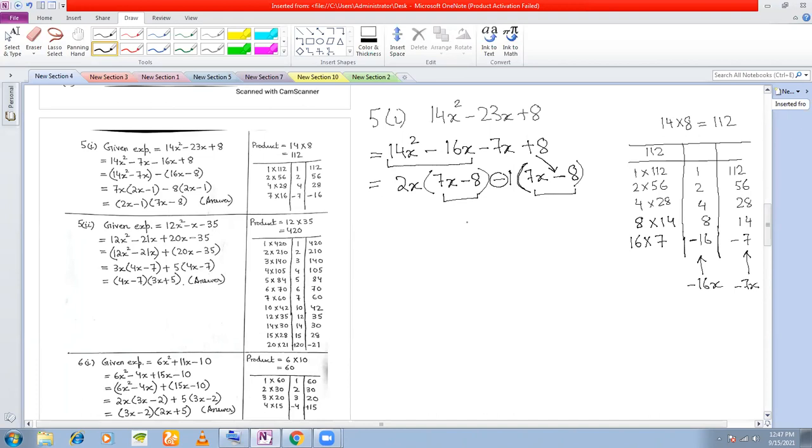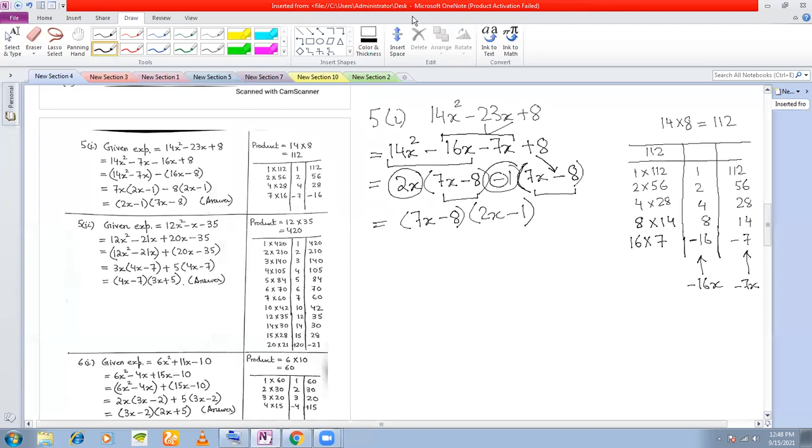So are these two same now? 7x minus 8, 7x minus 8? Yes, these two are same. Therefore the factorization that I have done here is correct. So therefore, I write 7x minus 8. I take out, and after I take out 7x minus 8, I'm only left with 2x. And I'm only left with minus 1 here. So that's your factors.